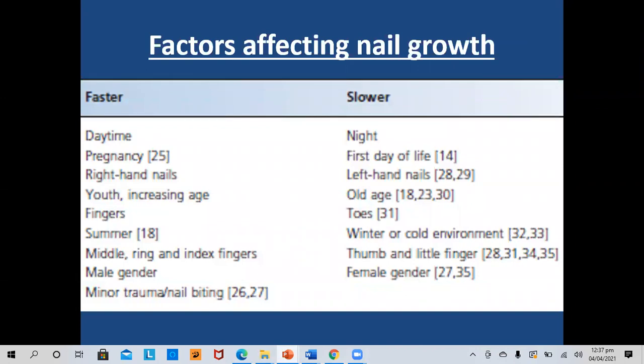Factors affecting the nail growth. The nail grows faster at daytime, during pregnancy, on right hand nails compared to the left, in youth, and in fingers. In summers, the nail growth is faster. Middle, ring, and index fingers grow faster as compared to thumb and little finger. In male gender, the nail growth is faster. And if there is minor trauma or nail biting, then the nail growth is faster. And the opposites are for slower nail growth, that is nighttime, early life, left hand nail, old age, toenails, winter and cold environment, thumb and little finger, and female gender.